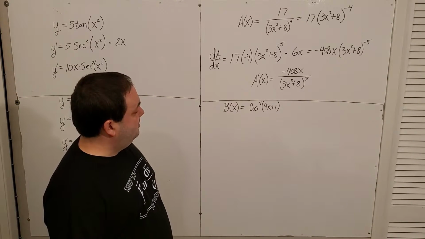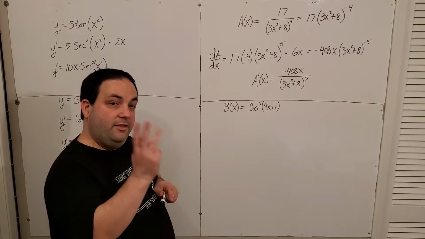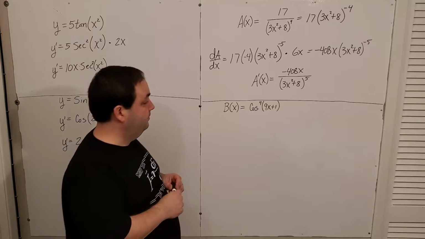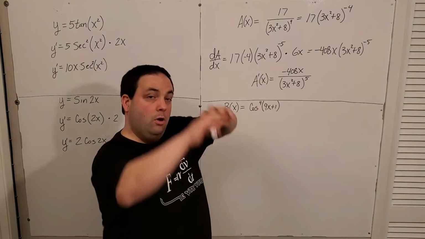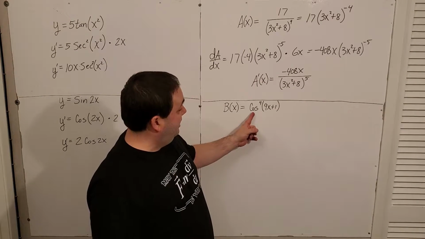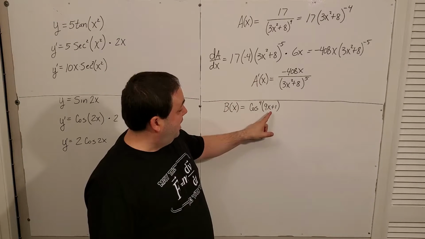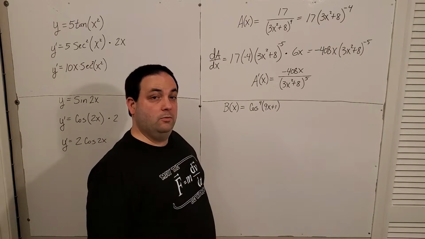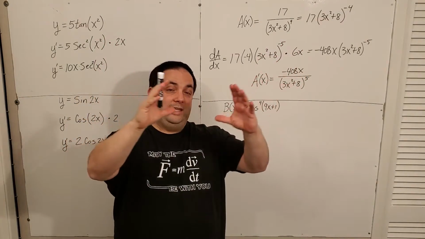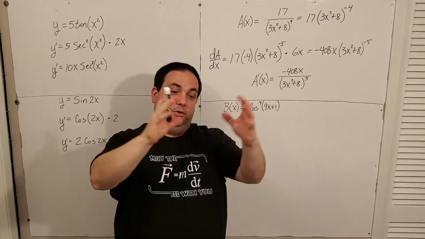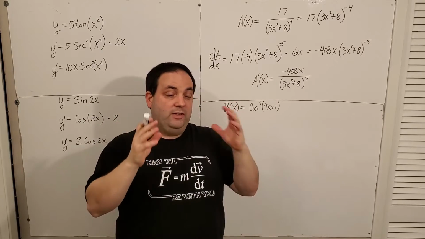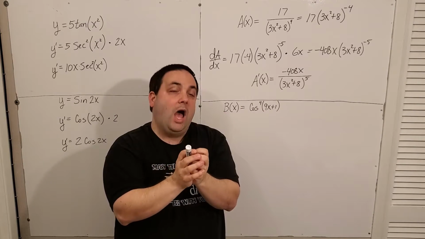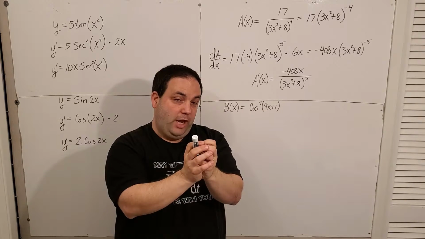Here with b of x, I want you to notice that there's actually 3 functions nested together now. 3 functions that are composed. I have the 4th power on everything. I then have the cosine, which is on top of the 9x plus 1. So there's actually 3 nested functions here. So you need to do it like one of those nested Russian doll eggs, right? You need to do one layer at a time, while every time you do the derivative of the current layer you're on, everything inside of that layer stays unchanged.